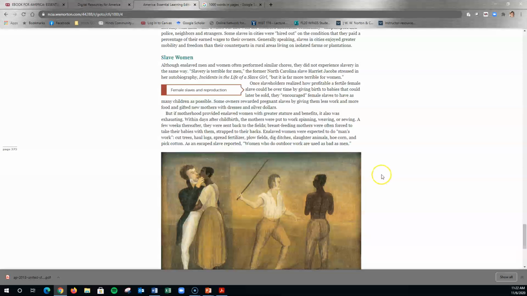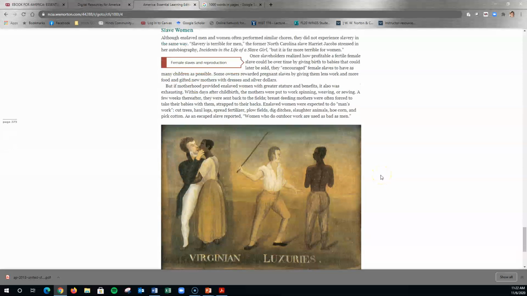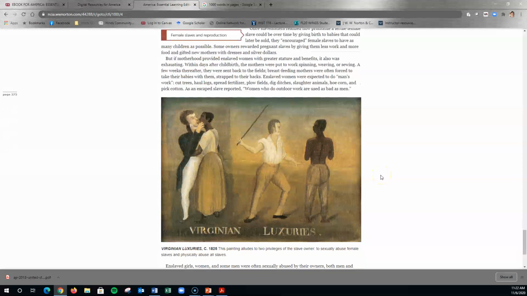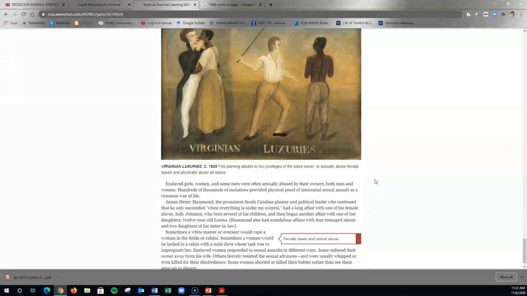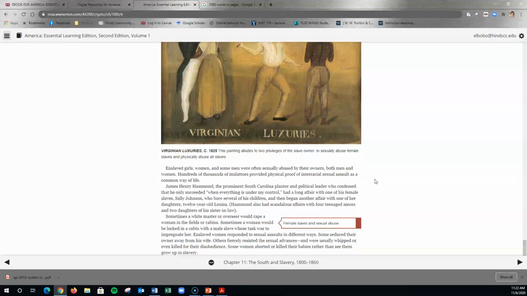Pregnant women sometimes were given some breaks, but they were very quickly back in the field or back at their jobs. Women worked in many cases, especially field hands, just as hard as men did. Sexual abuse happened on virtually every plantation.